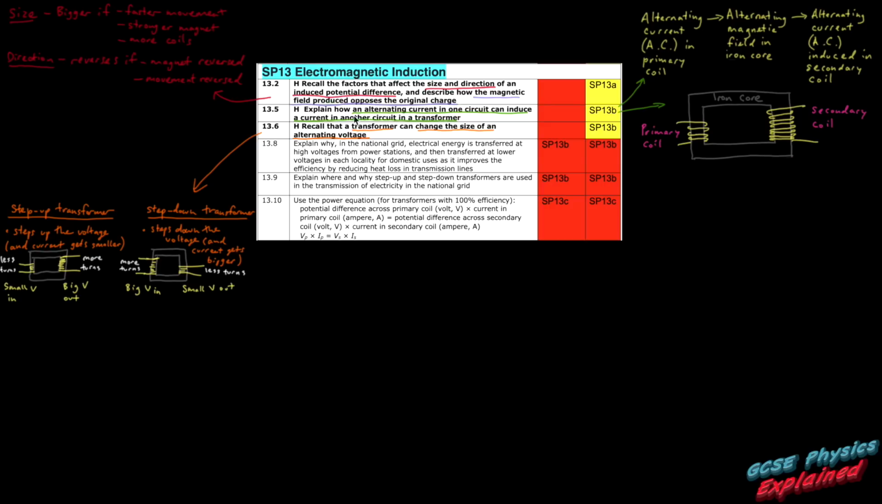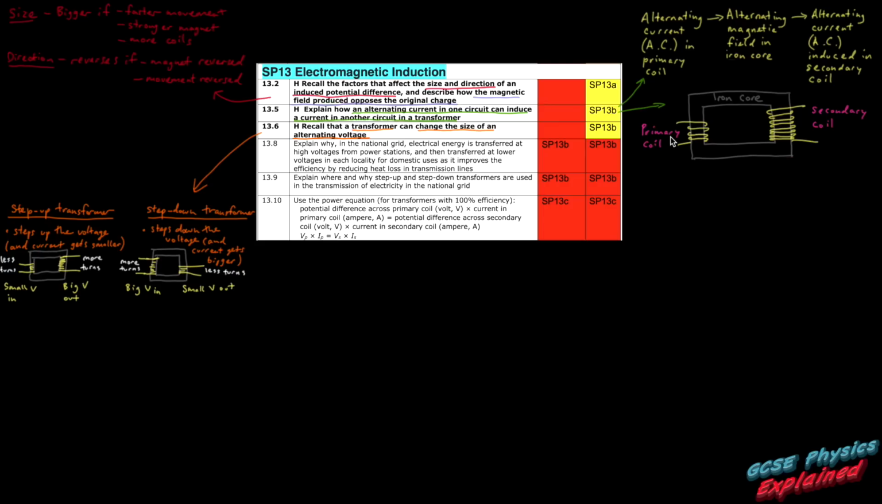13.5. Explain how an alternating current in one circuit can induce a current in another circuit in a transformer. Right, so what you basically tell the examiner, this is a transformer. You've got a primary coil and it's not actually connected electronically to the secondary coil. It's connected via an iron core.